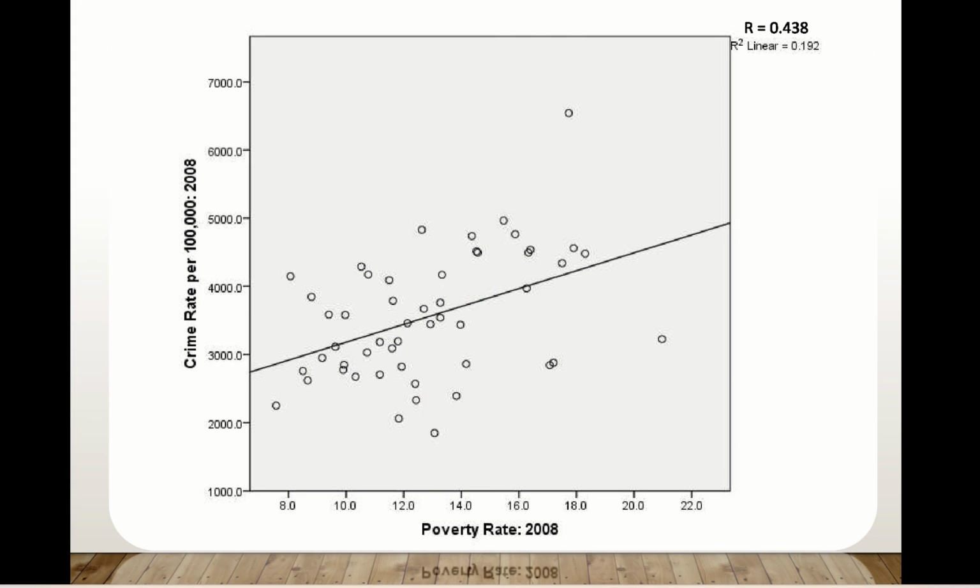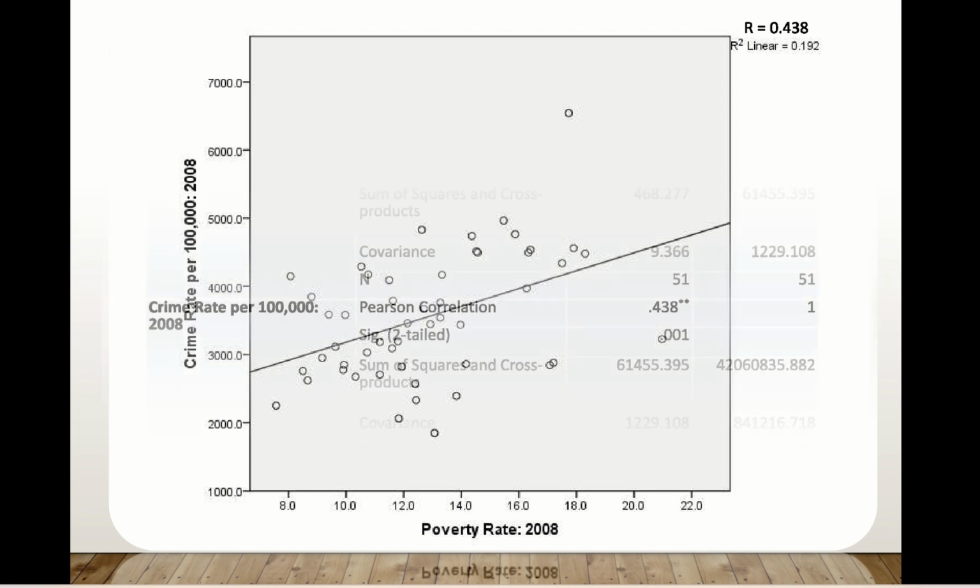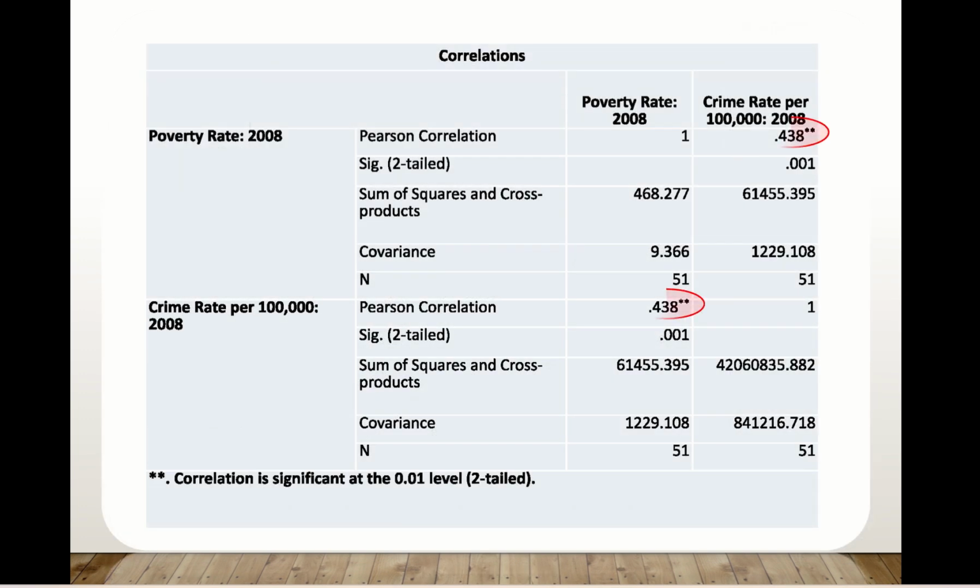Right, so we can have a simple correlation. This scatter plot has poverty rate along the x-axis versus crime rate per 100,000. Here we have an R equal to 0.438. We'll get into what R squared is later on, but right now we're looking at R, the correlation coefficient. So a moderate positive correlation between these two variables. So there's our R value, 0.438, in the table there.